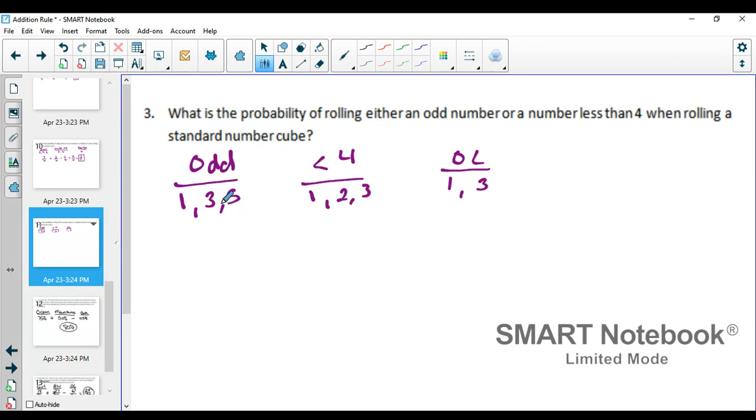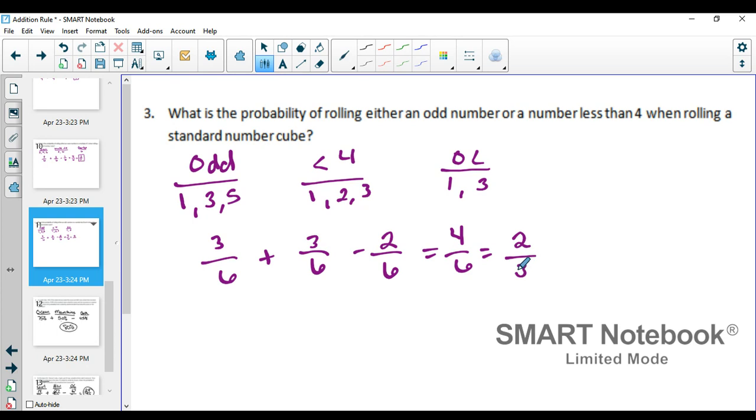So now we're just going to write out the probabilities. So this one is once again 3 out of 6. And then we're adding to that 3 out of 6. And then we're subtracting the 2 out of 6. So 3 plus 3 is 6, minus 2 is 4. So we have 4/6, which we just did and we know simplifies to 2/3.